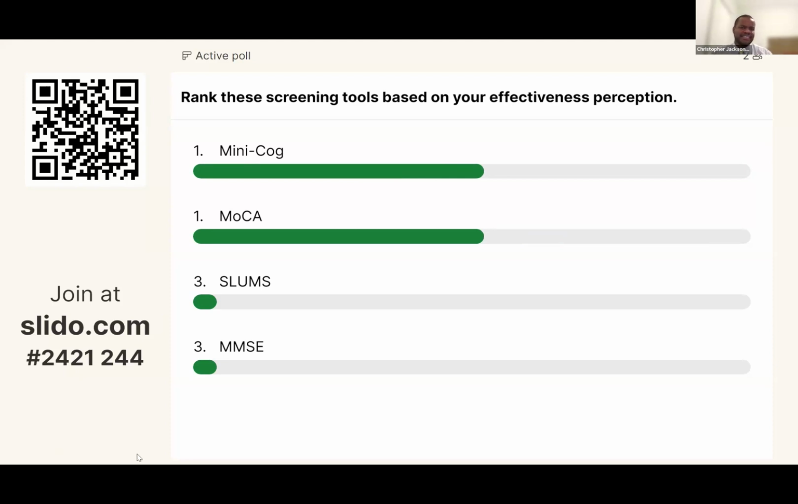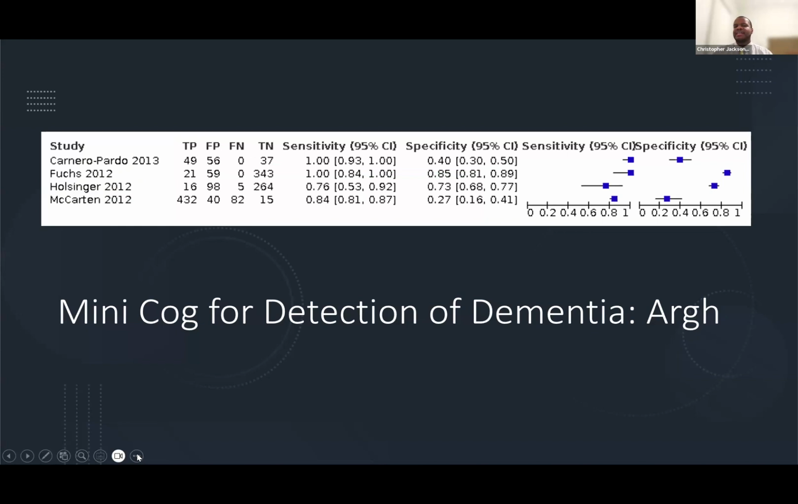So let's dive into that a little bit more. The Mini-Cog is commonly used. It's usually a test of drawing a clock face, setting it to 10 past 2, and then recalling 3 words. Overall, it has decent sensitivity. That is to say that a completely negative Mini-Cog test makes it highly unlikely that you have dementia, but its specificity can be quite variable, anywhere from 27% all the way up to 85% between studies.